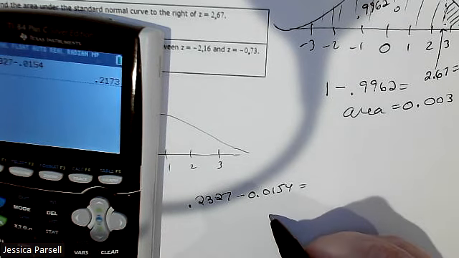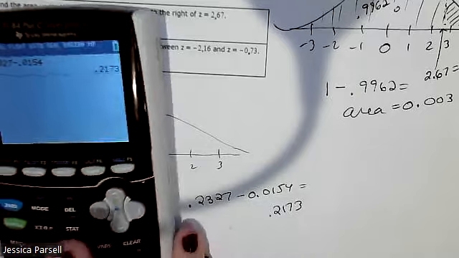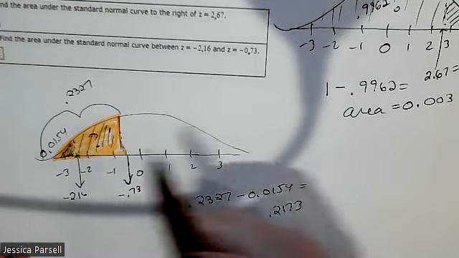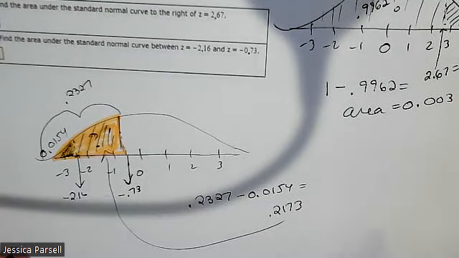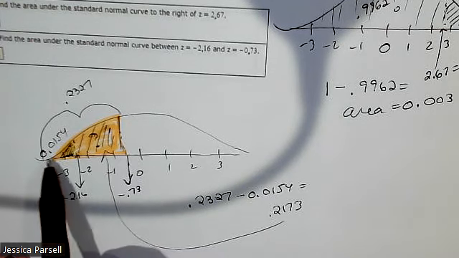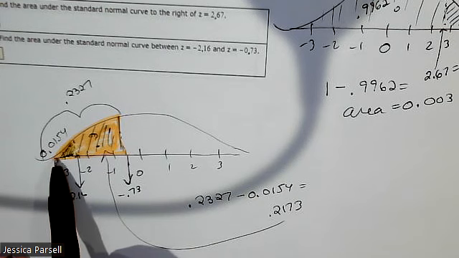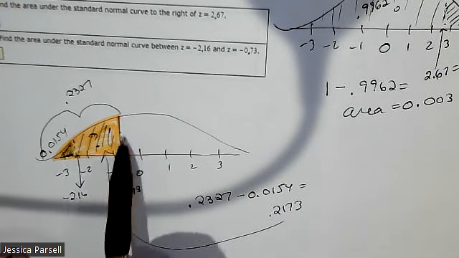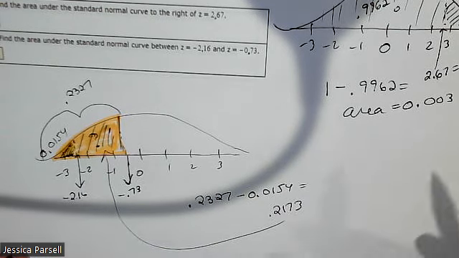Okay, that's going to give us an area of 0.2173. All right, which is going to be this question mark right here, this chunk here. So if this whole piece is 23.27% and this little chunklet is 1.54%, if we take this chunk away from the whole piece, it leaves us what we're looking for, which is roughly 21.73%.